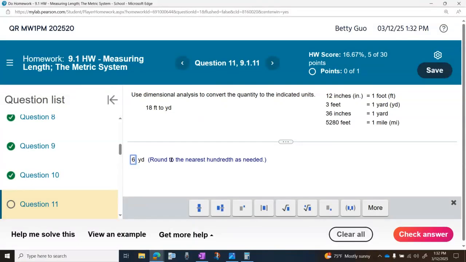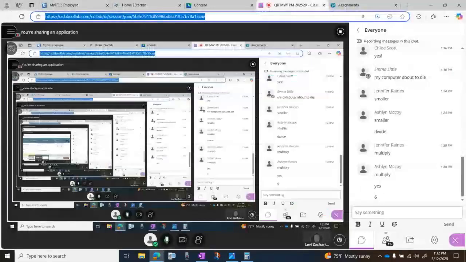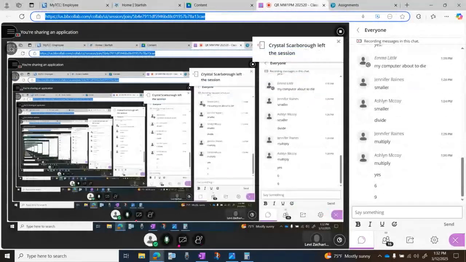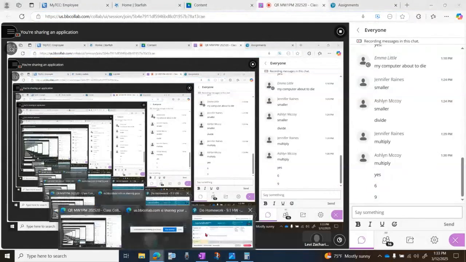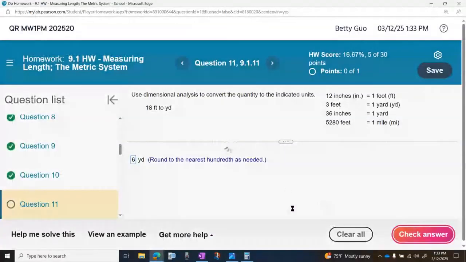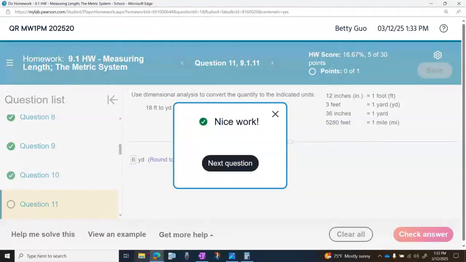What do you think, guys? We should divide, right? Because we want a smaller number. Yeah, exactly. Thank you, Ashley. What is 9? You got a 6. 6 is correct. You got a 6, which is correct.